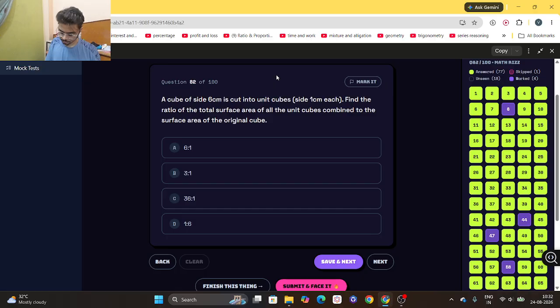216 cubes formed. So now the total surface area of the large cube is 6a square, 6 into 36, 216. Total surface area of the smaller cubes is 6 into 1, 6, and the number of cubes formed is 216. So 216 upon 6 into 216, the ratio is 1 is to 6.